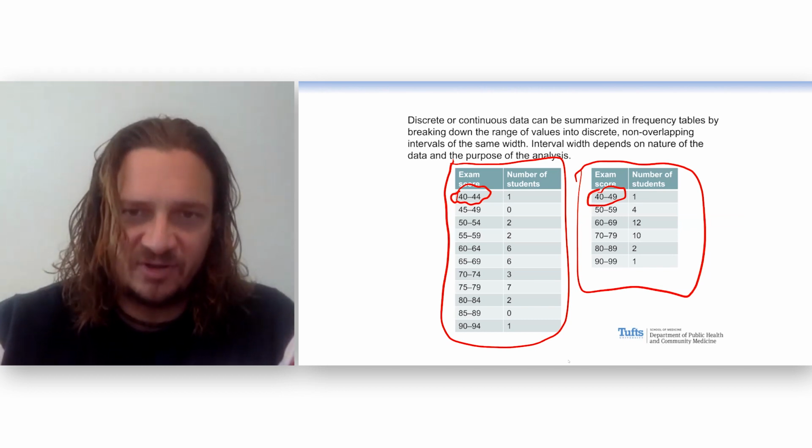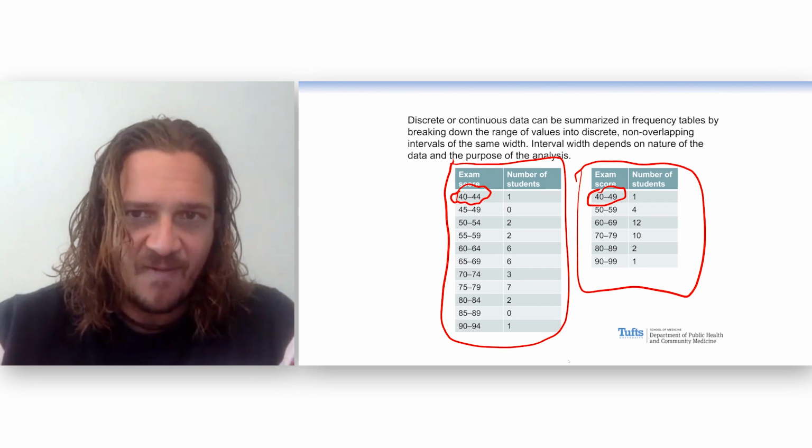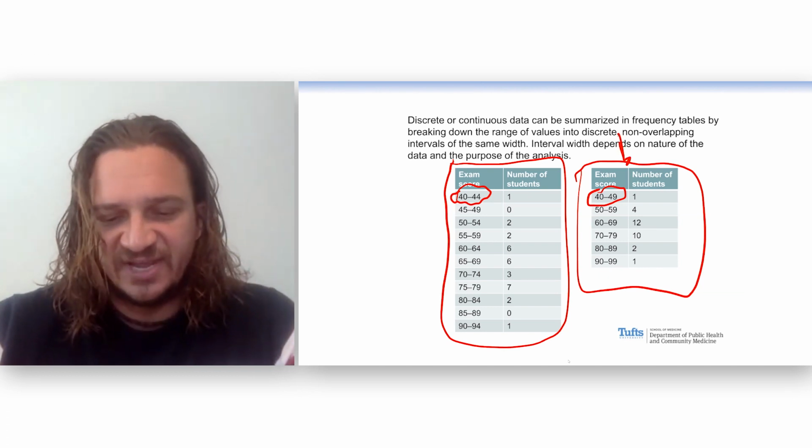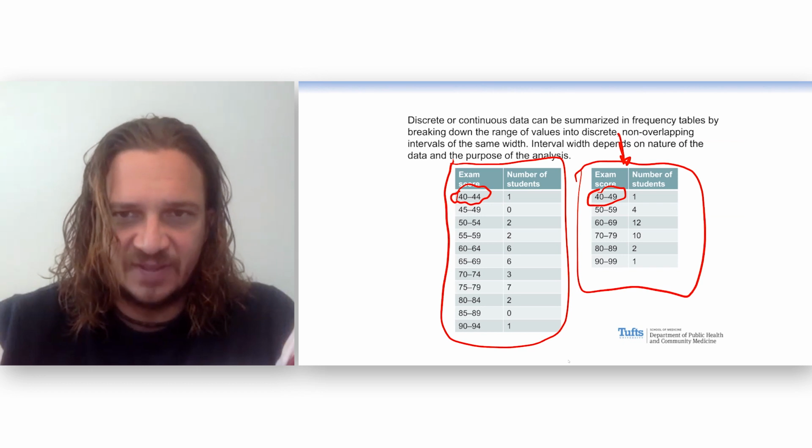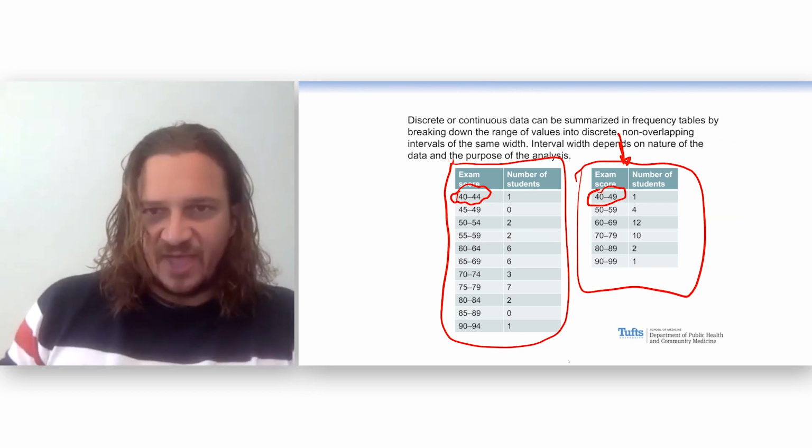Which one of these do you like better, the left or the right? I like this one. This one's a little easier to see the distribution, and then you could put your letter grades right on top of that.